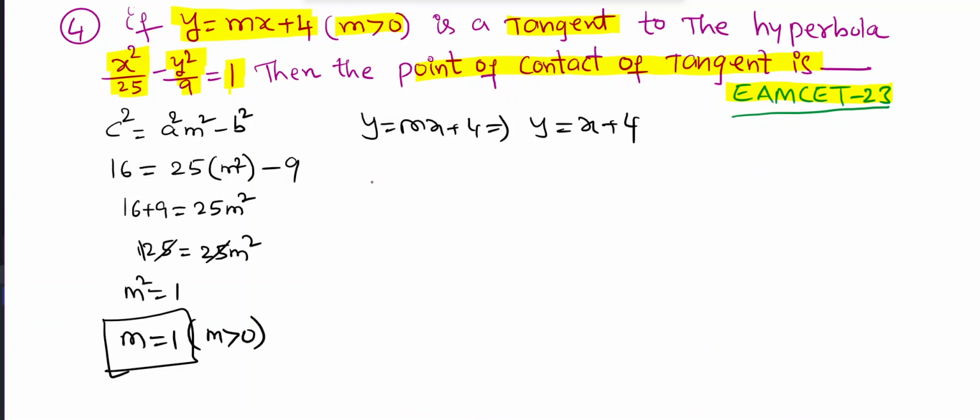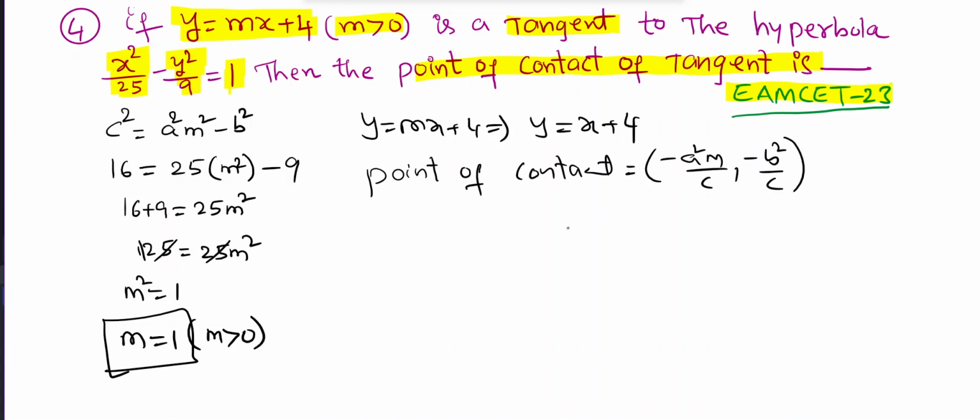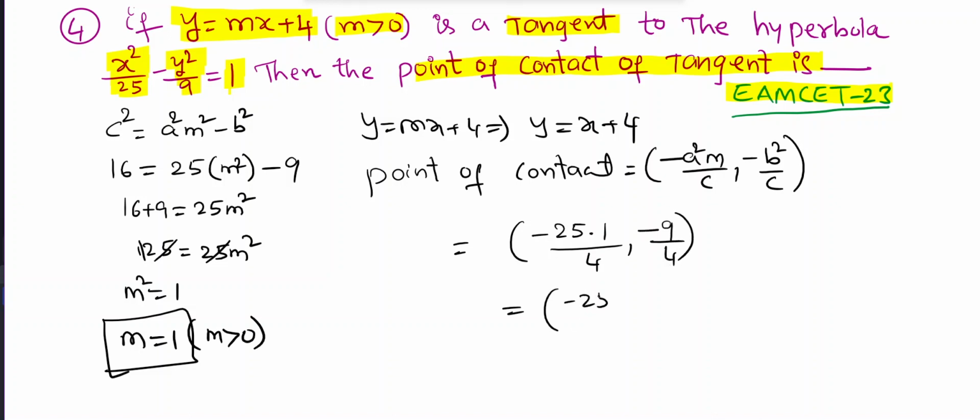So the point of contact is equal to minus a square m by c comma minus b square by c. This is the formula. So minus a square is 25, m value is 1, c is 4, and minus b square is 9 by c is 4. That is equal to minus 25 by 4 comma minus 9 by 4. This is the point of contact to the hyperbola.